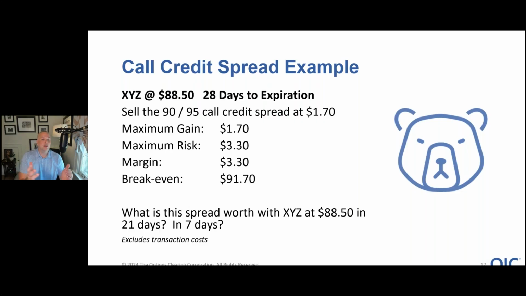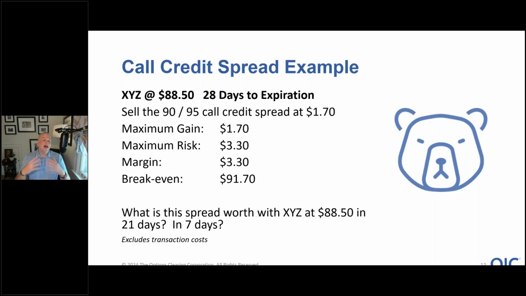Now, a lot of people are going to look at this spread and say, what's this thing going to be worth in 21 days or 7 days? That is one way that people look at this. They look at a spread as a decaying asset, just like they look at options as decaying assets. That's certainly a possible way to look at it.